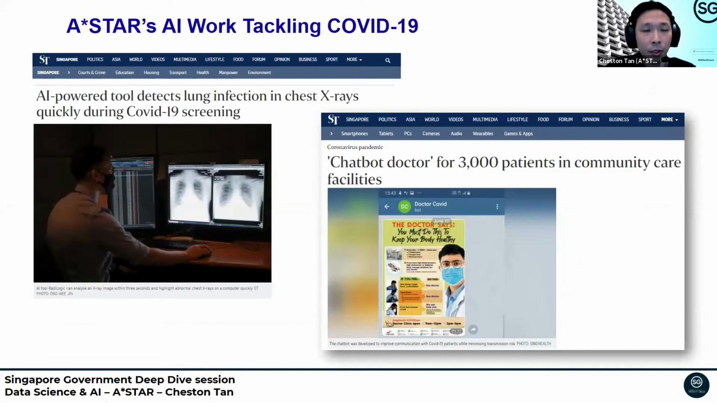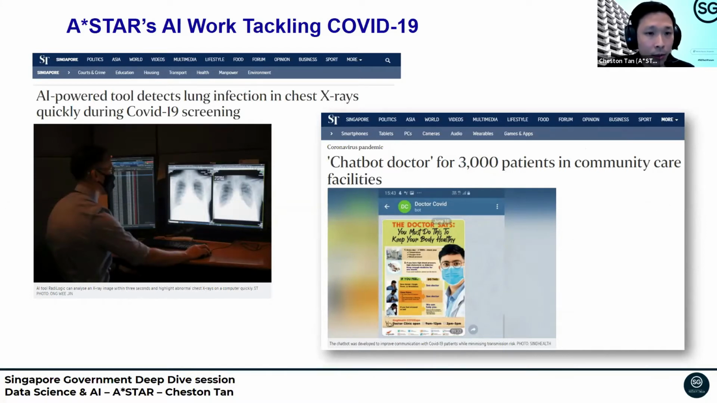Now, let me turn to COVID-19. Of course, this is the issue of the day. When COVID struck, I think A-Star being a national organization, we turned a lot of efforts towards tackling COVID-19. Of course, on the biomedical side, developing vaccines and tests and so on. I want to mention the AI-related efforts tackling COVID-19.